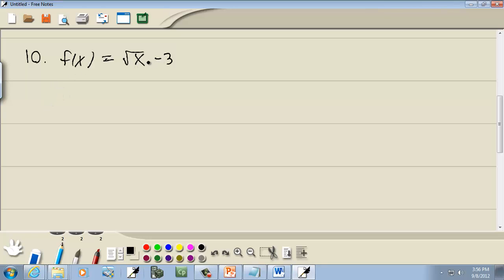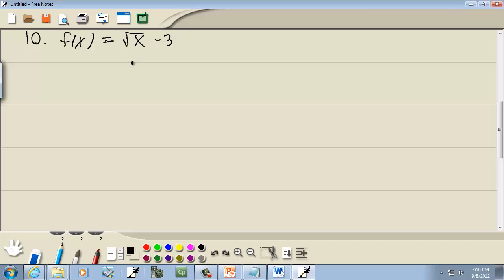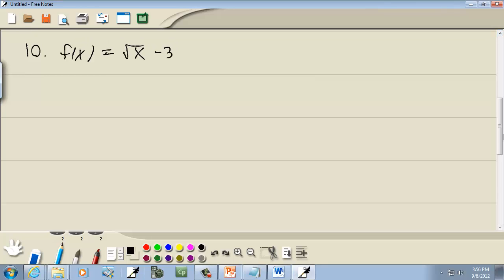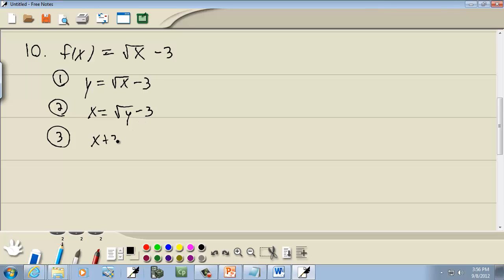Okay. Now this is fine. This is 1-to-1. We can't have the plus or minus before it, but we can have a square root of x. So that's fine in that regard. So let's go through our steps. First step is to replace f of x with y. Second step is to interchange x and y. So we've got x is equal to square root of y minus 3. And step 3 is to solve for y. So I take the negative 3 over, becomes a positive 3.